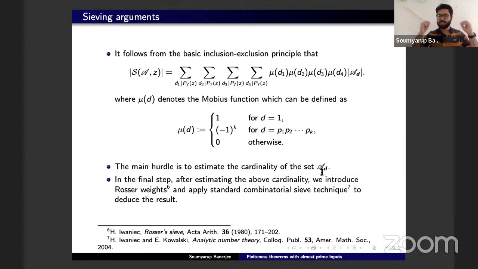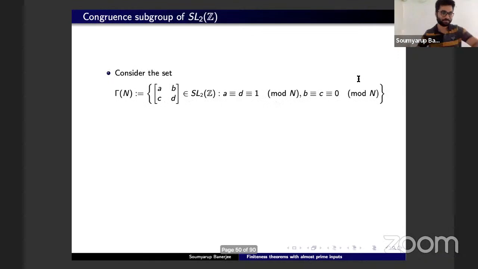In the final step, after estimating the above cardinality, we introduce Rosser weights, which is sort of standard, and apply standard combinatorial sieve techniques to deduce the result. You can find this combinatorial sieve technique in the book of Friedlander and Iwaniec, Opera de Cribro, or Halberstam and Richert. Okay, so let me now show the steps of how to find the cardinality of A_d. For that I need some preliminaries from modular forms. So let me start that.